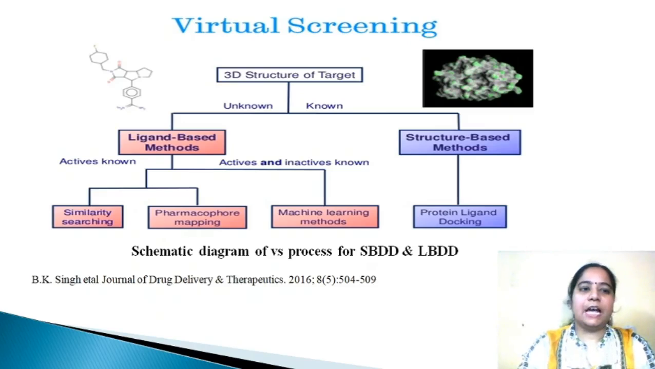Virtual screening has been worked out as one of the most convenient tools nowadays to find out the most favorable bioactive compounds with the help of information about the protein target or the known active ligands.